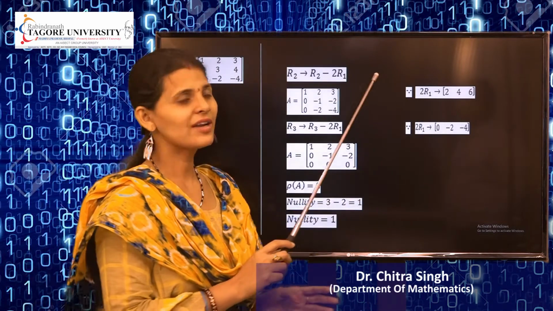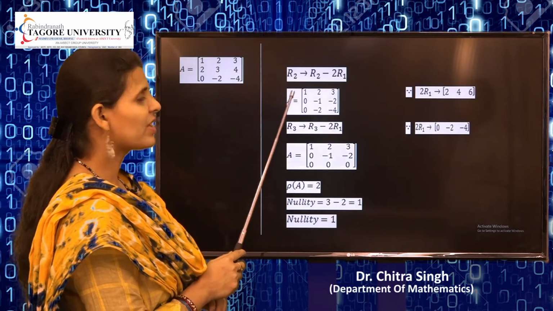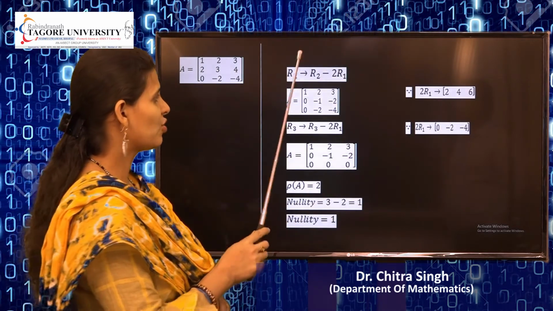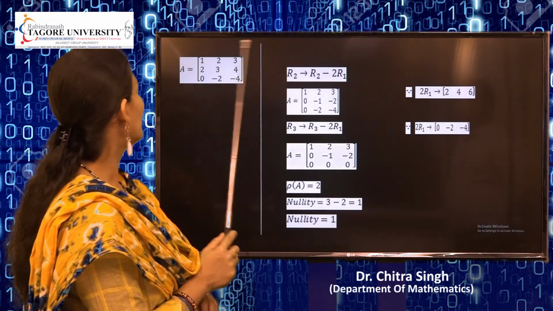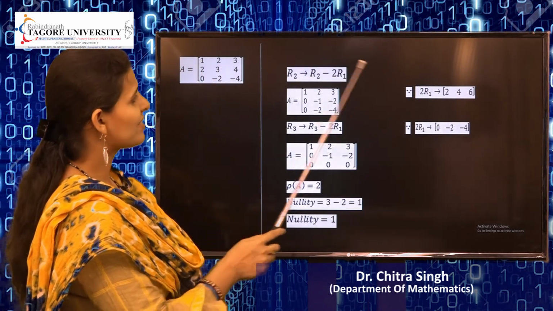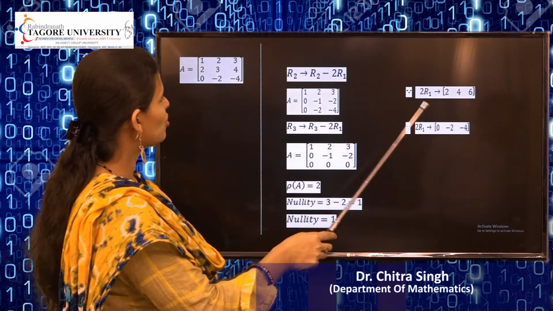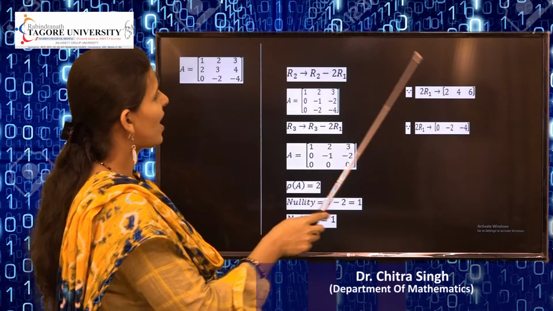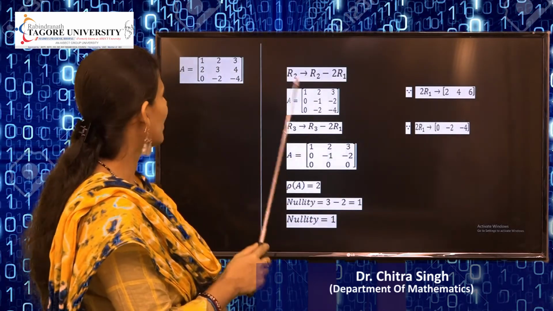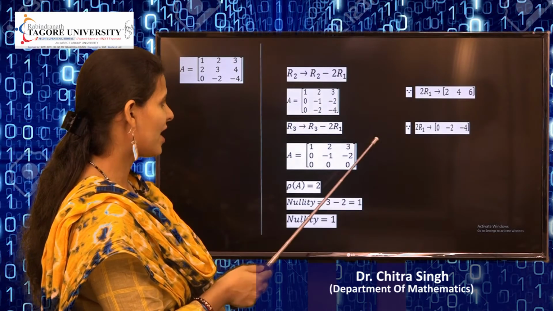So 2R1 row is 2, 4, 6. Then by the operation R2 tends to R2 minus 2R1, R2 matrix is 2, 3, 4 and 2R1 matrix is 2, 4, 6. So R2: 2 minus 2 you get 0, 3 minus 4 you get minus 1, 4 minus 6 you get minus 2. So then you obtain the row 0, minus 1, minus 2.